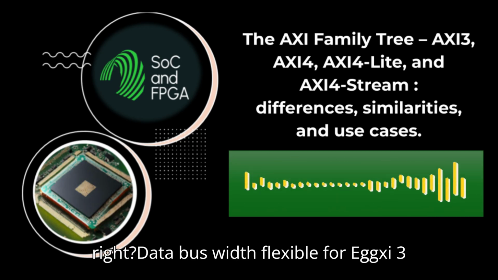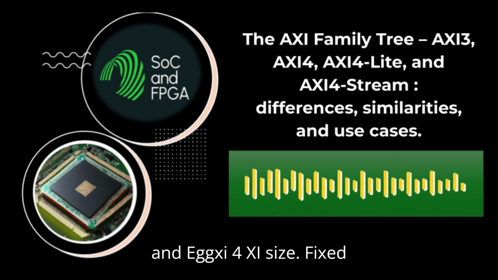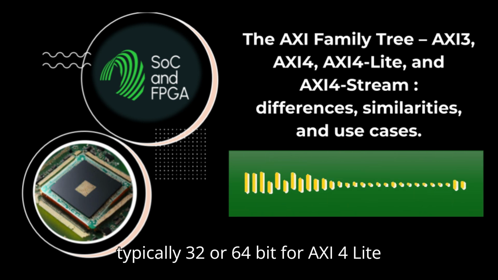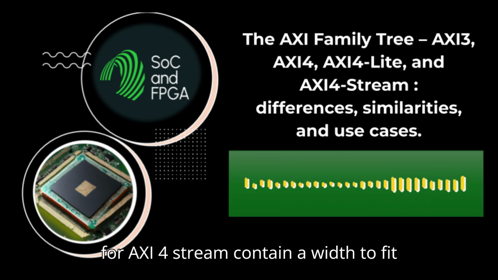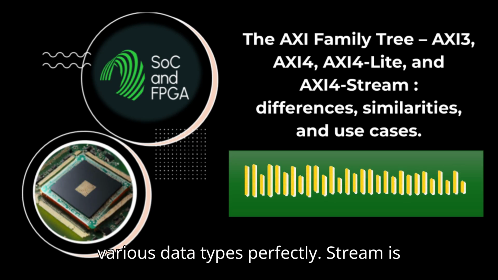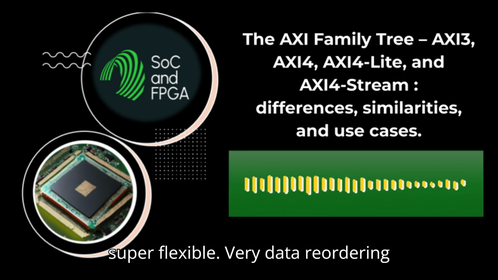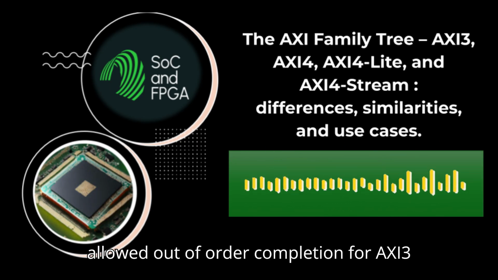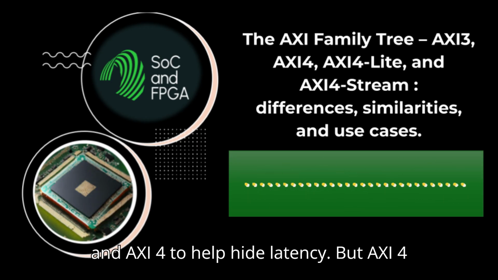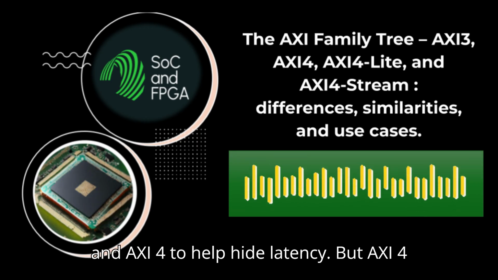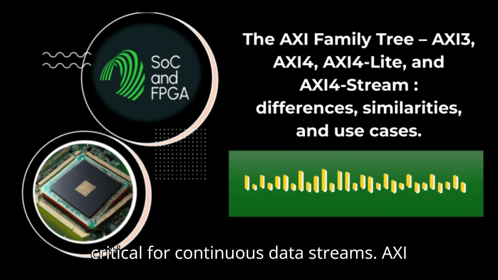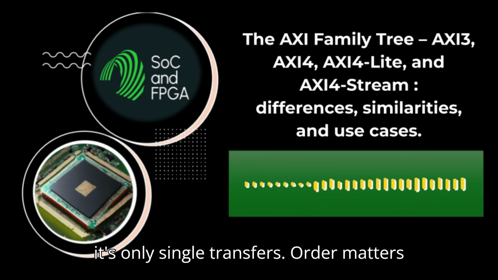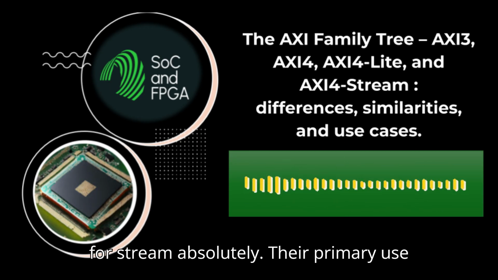Right. Data bus width. Flexible for AXI3 and AXI4. Fixed, typically 32 or 64-bit, for AXI4 Lite. And almost any integer number of bytes for AXI4 Stream TDATA width, to fit various data types perfectly. Stream is super flexible. Very. Data reordering: allowed out-of-order completion for AXI3 and AXI4 to help hide latency. But AXI4 Stream is strictly in order, which is critical for continuous data streams. AXI4 Lite doesn't really apply here since it's only single transfers. Order matters for Stream. Absolutely.